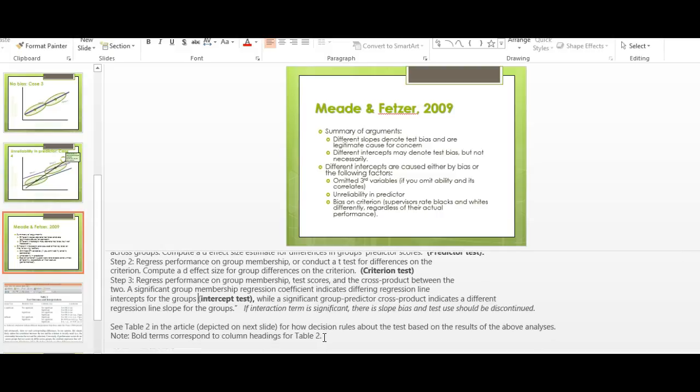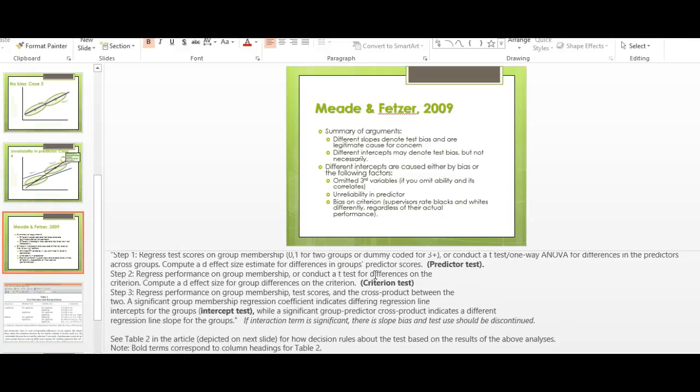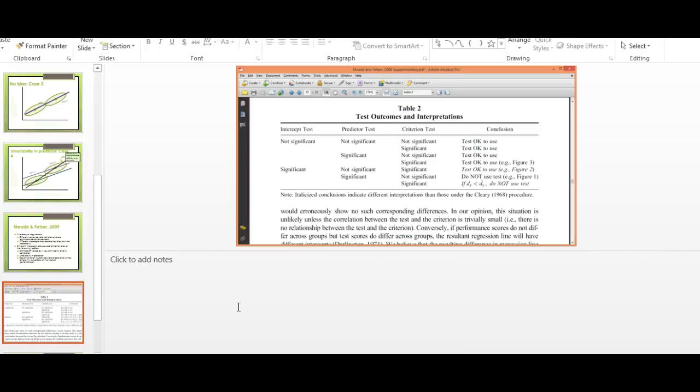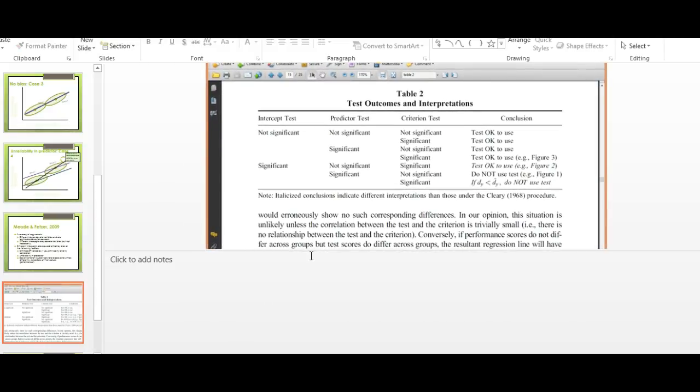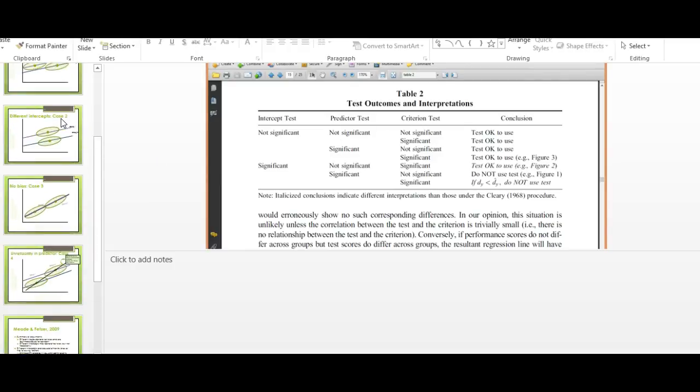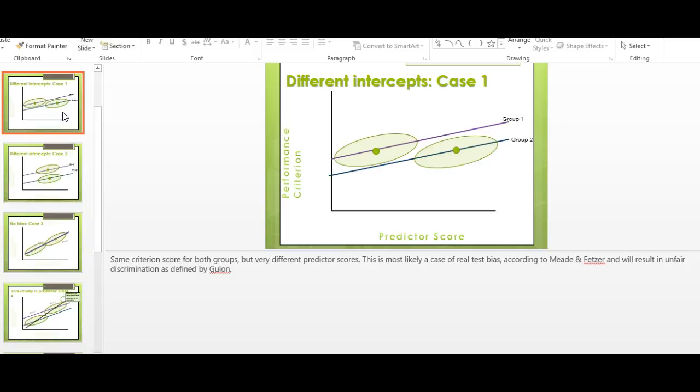Okay, so in Mead and Fetzer Table 2, they have a little decision tree for understanding which combination of these tests are indicative of test bias. Here's the table actually on the next slide. I don't want you to know this for the exam, all these different decision points. I don't want you to memorize these, but what you can memorize and what you'd need to talk about on a job interview is case 1.